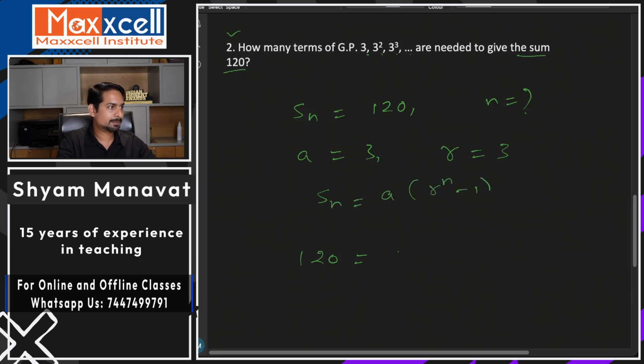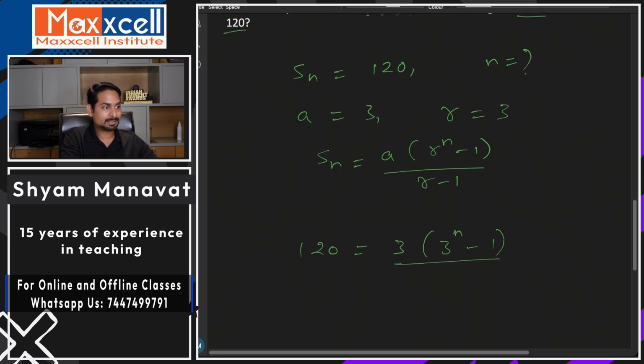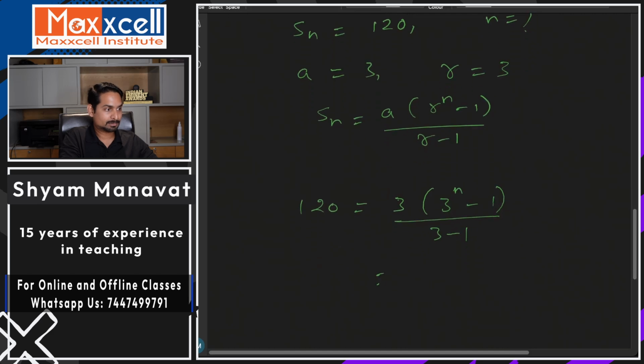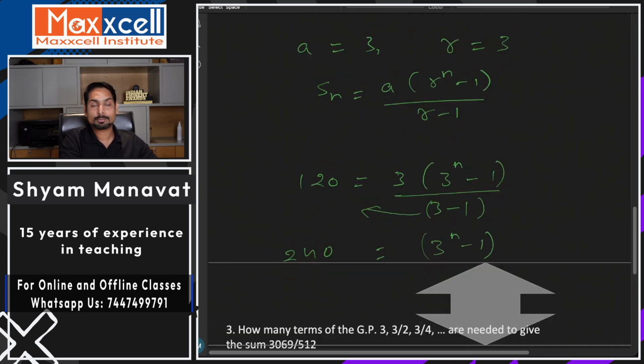So here 120 is equal to 3 multiplied by 3 to the power n. We don't know the value of n, so I'll write simply n, minus 1, over 3 minus 1. Now let's simplify this. Have 3 raised to n over here and cross multiply this. So 3 minus 1 is 2, cross multiply. So 120 into 2 will get you what? 240. Yes. Now divide by 3. This 3 I'll take into the division. I hope you are comfortable with this.